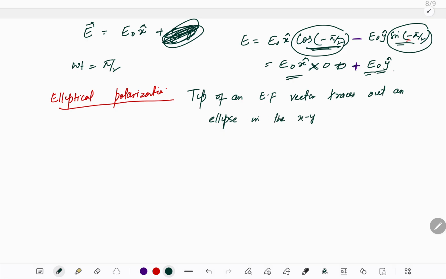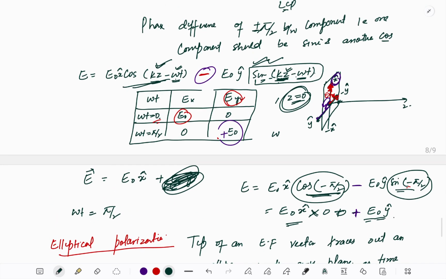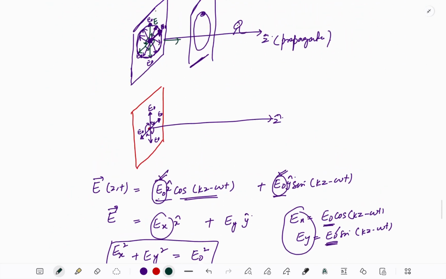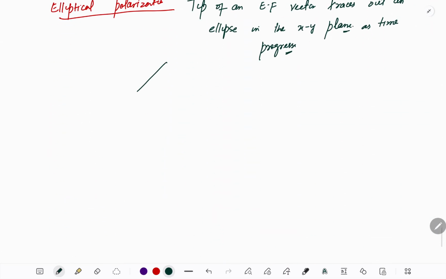Okay, now you got it. It has to be in the xy plane as time progresses. But remember, the x and y components have unequal amplitudes. So basically, let me show you here in a new plane.